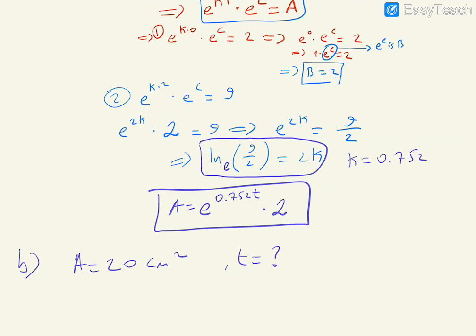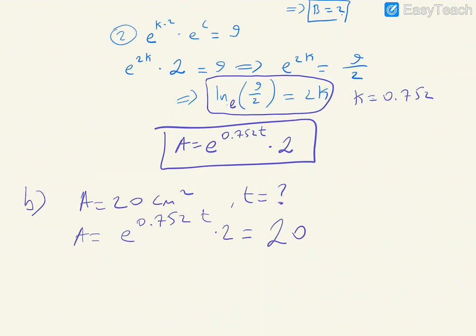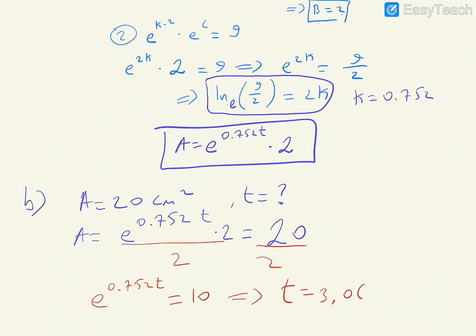I have my function. Let's just write it down: e^(0.752t) times 2 equals 20. Instead of a, I'm just putting 20. So from here, if you put it into your calculator, you get t. If you want, you can make some simplification before you move on. I can just divide by 2, then e^(0.752t) equals 10. From here t will be 3.06 days.